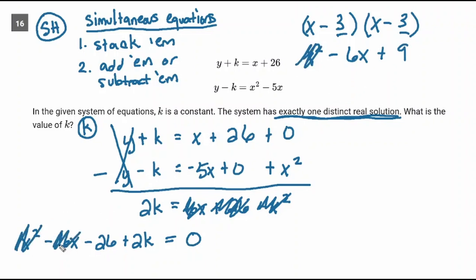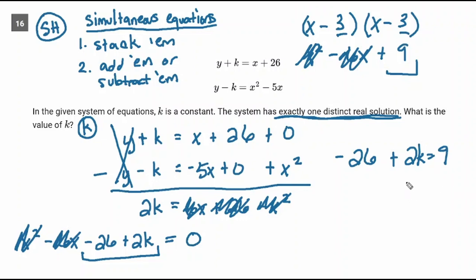Minus 6x. So what is negative 26 plus 2k? It's got to be 9. Negative 26 plus 2k equals 9. Very simple algebra. Don't be afraid to use your calculator here. 9 plus 26 is 35. Get k by itself.